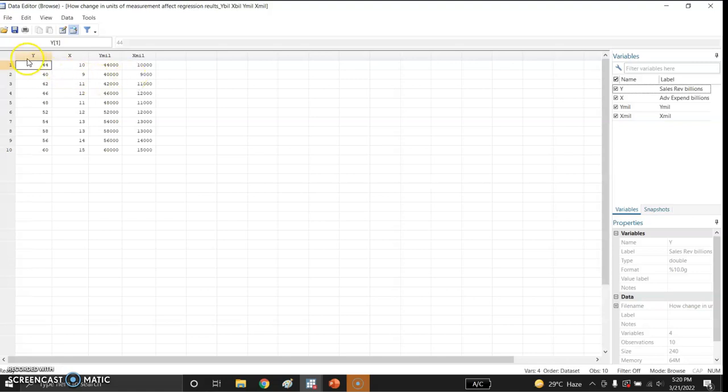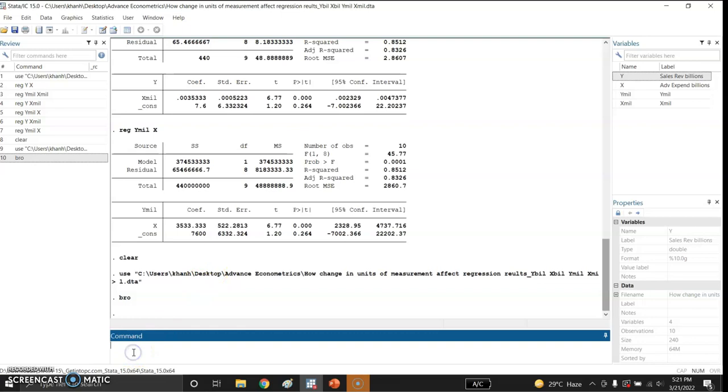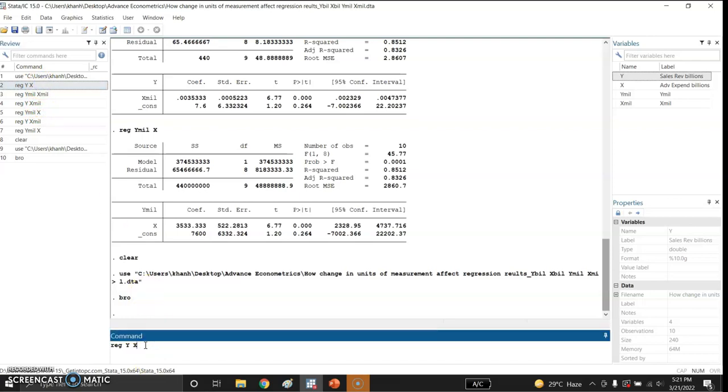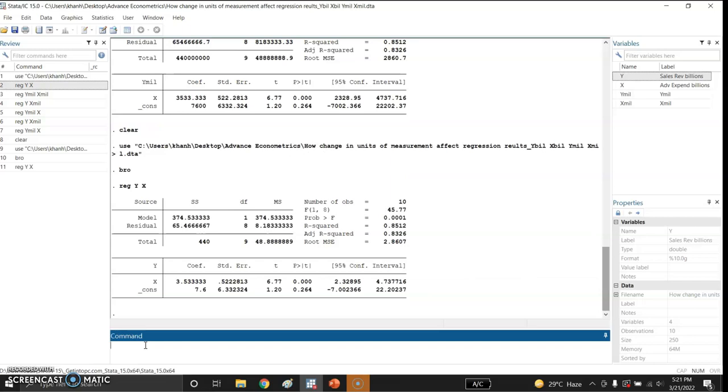Now I will regress y on x, we will see the result. Then I will regress y mil on x mil, and we will see the result. Then we will try to regress y on x mil, and then we will try to regress y mil on x. So let me first test the first result, and the command is here: regress y on x. So both the variables are measured in billions.